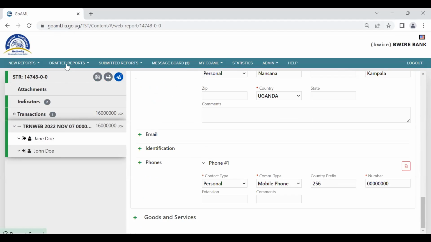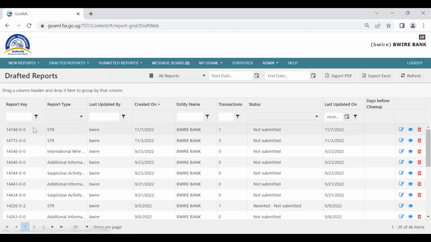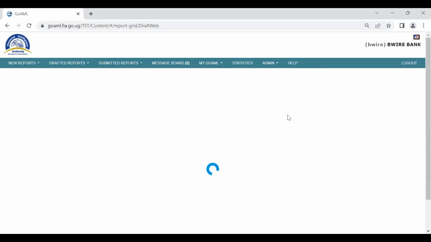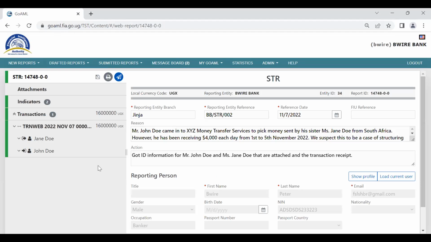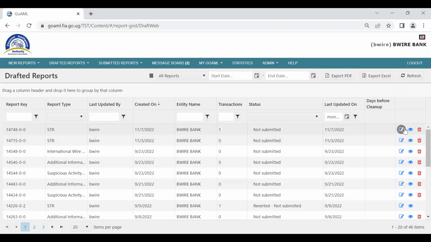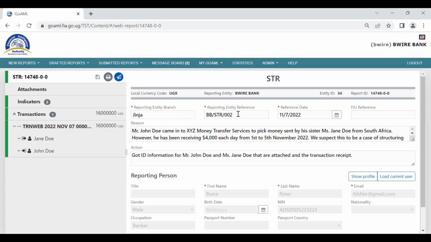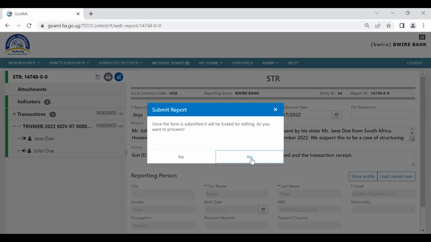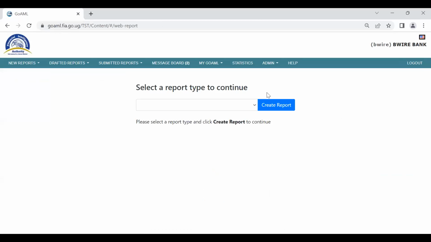Okay. So once you save a report, you can still find it under your drafted reports. You'll find this is the one I've just been working on. And when I click edit, I find it. Once you save a report, you come to your drafted reports. You find the report there. Click on the pencil to edit. That's if you didn't finish working on it and you saved it, you can still find it the following day, work on it and submit. Okay, so any questions on that?